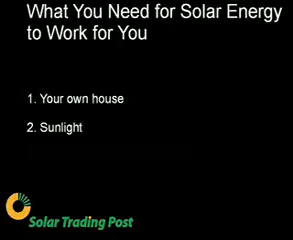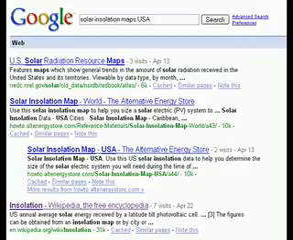Now, what we're going to do now is just go to Google. I'm going to do that right now. And we're going to type in solar insolation maps USA. Hit go. And I've actually been here before, as you might see. And we're going to look at Wikipedia, which is a good kind of general open source site. You're going to look for a solar insolation map.